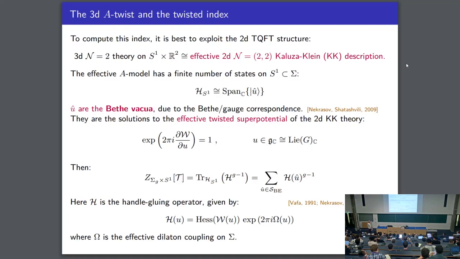Since I have a finite number of states, and I'm on a Riemann surface, I can compute everything by a very standard trick. If I'm on a torus, this is just the number of states, and that's it. I'm just doing a trace. If I'm on a Riemann surface, I can insert an operator called the handle-gluing operator, which inserts or removes, if you like, handles. This is just using tools of TQFTs in two dimensions. So you just have a sum over the solutions of these equations, of a very explicit function that only depends on the twisted superpotential, which we know for any gauge theory, and the so-called effective dilaton coupling, which we also know exactly for any gauge theory.